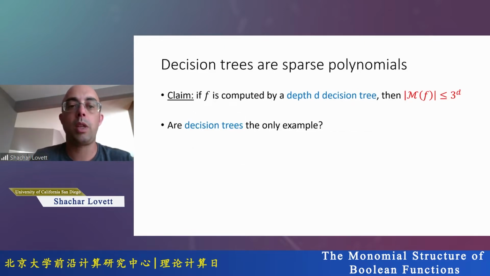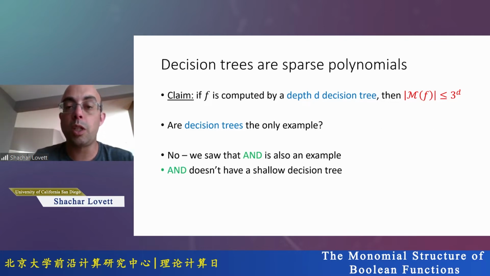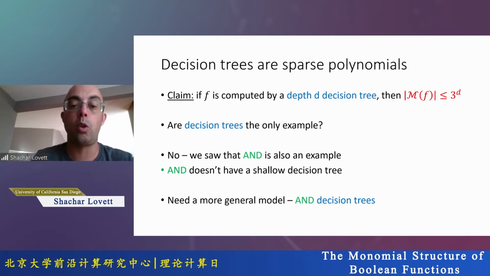Okay. So now we can ask ourselves, well, are decision trees the only example? And somehow we already know the answer. The answer is no. We saw that AND is also an example of a very sparse Boolean function. So we have 2 families of examples so far, AND of several bits and decision trees of low depth. Since one is not containing the other, what you would want to do is just try to combine them together. So let's define a new model called AND decision trees that tries to marry decision trees with ANDs of bits.